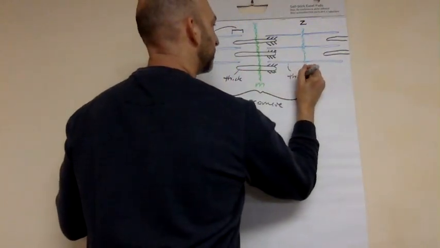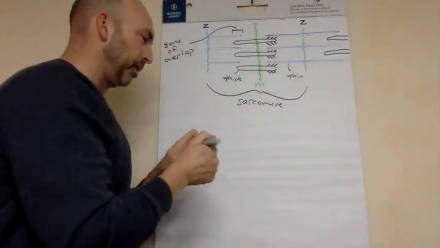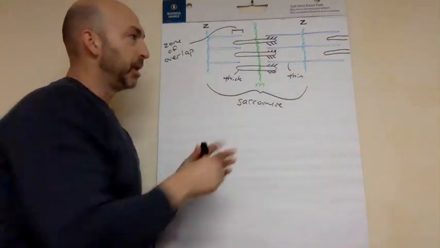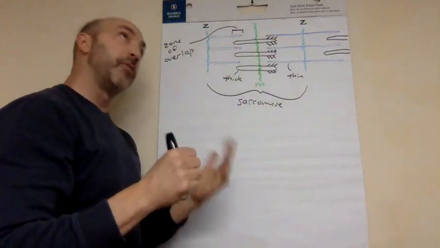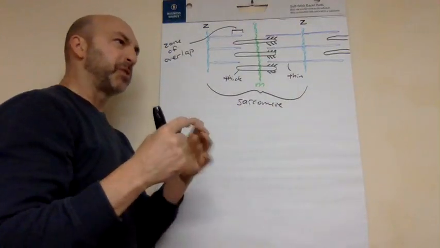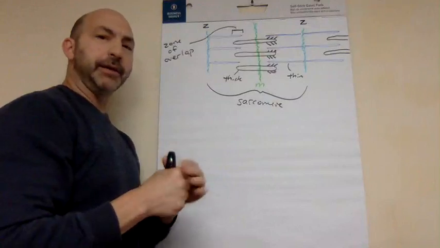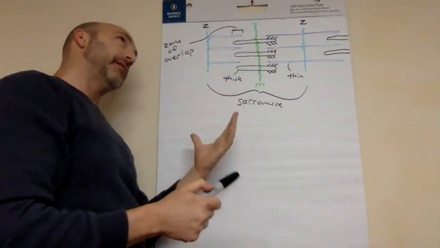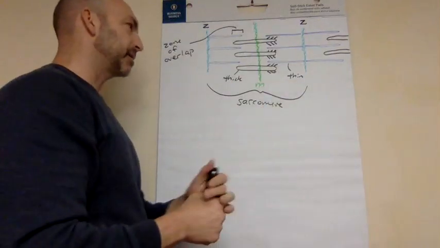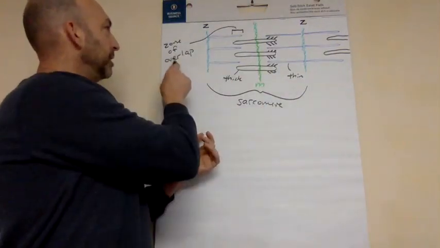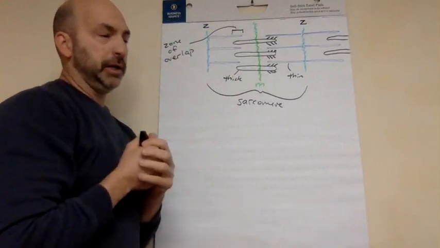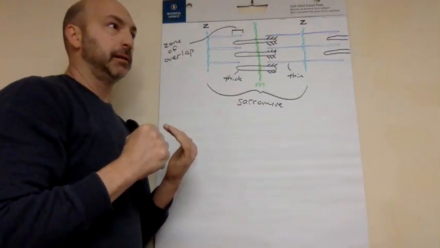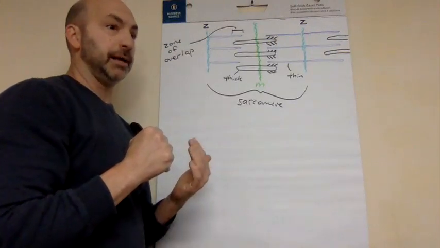thin filaments. What we will find in a moment is that the thick filaments are comprised largely of a protein called myosin, and the thin filaments are comprised of multiple proteins, but the structure of the filament itself is largely a protein called actin. Right? So thick filaments are myosin filaments, thin filaments are actin filaments, and again, they have to overlap in this zone to generate tension.